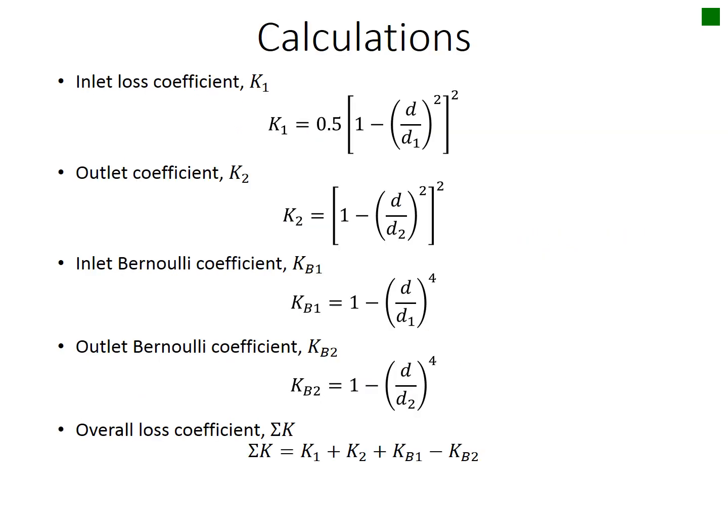We can now take a look at calculating our inlet and outlet loss coefficients K1, K2 using the parameters that we already looked at for the liquid phase calculations, and also our inlet and outlet Bernoulli coefficients KB1 and KB2, and calculate our overall loss coefficient sum K. Remember that we use a negative sign before KB2.